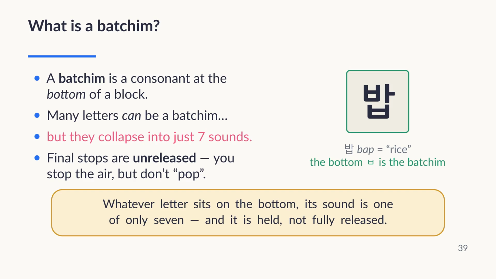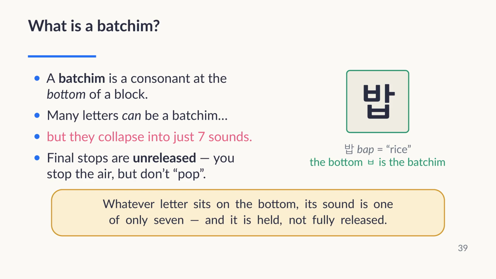It is built from B on top left, the vowel O on the right, and the bachim B on the bottom. Now here is the first key fact. Many different letters are allowed to appear in that bottom position. In fact, almost all of them, but no matter which letter it is, the sound it makes is one of only 7 possibilities. Different spellings, same small set of sounds.